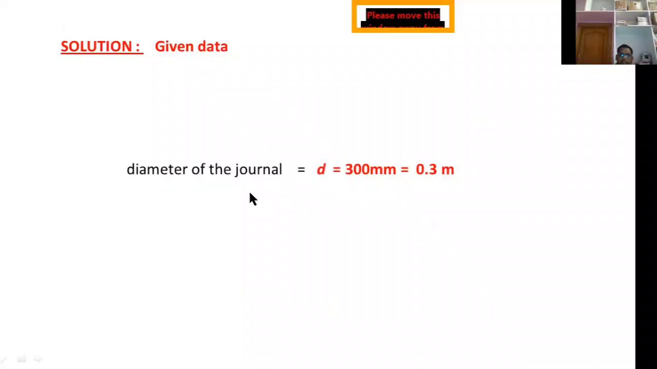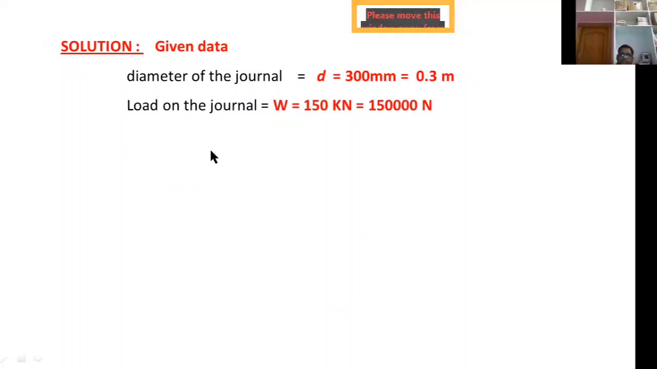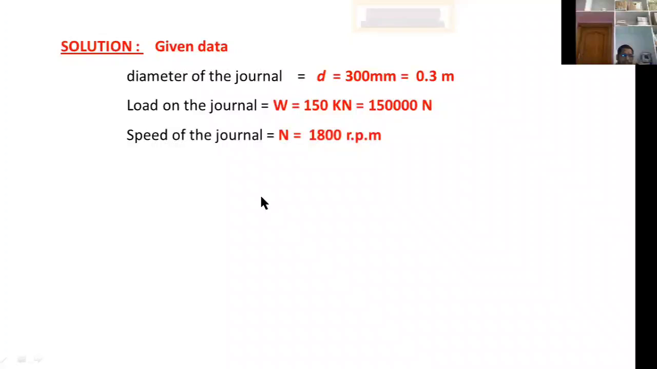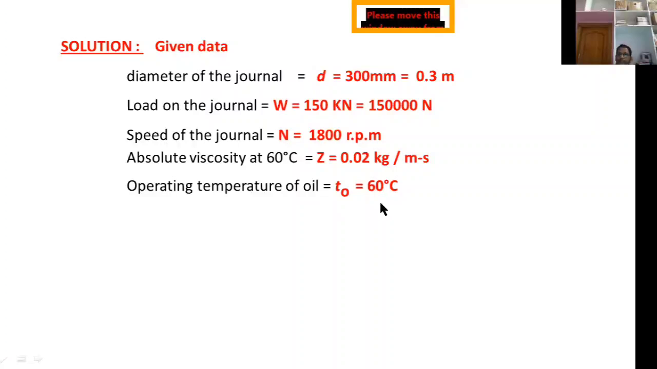The given data: the diameter of the journal is D equal to 300 mm, that is 0.3 meters. Load on the journal W equal to 150 kilonewtons, that is 150,000 newtons. Speed of the journal is 1800 rpm. The absolute viscosity at operating temperature is Z equal to 0.02 kg per meter second. 60 degrees Celsius is the operating temperature, so T naught equals 60 degrees Celsius.